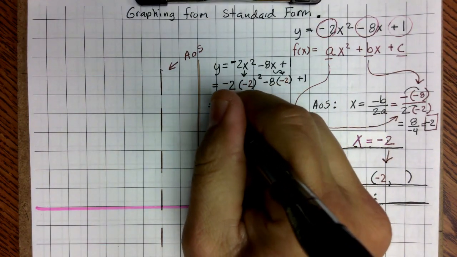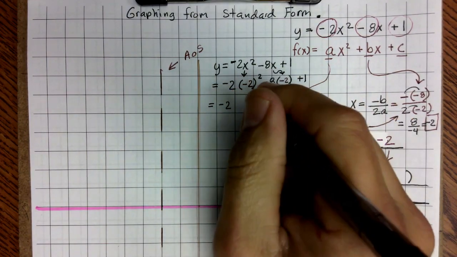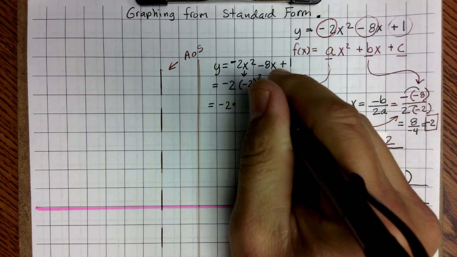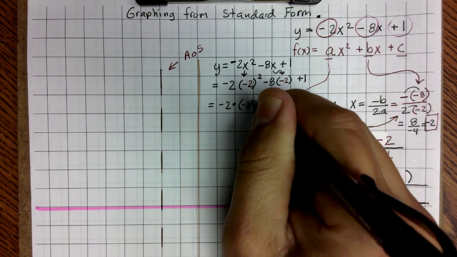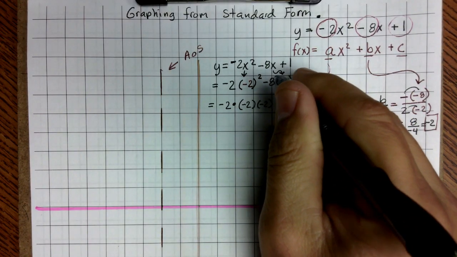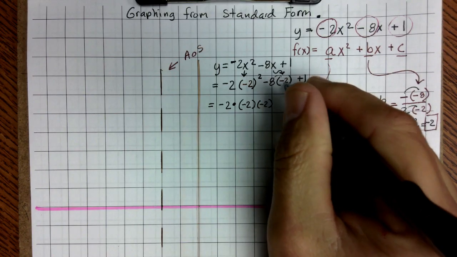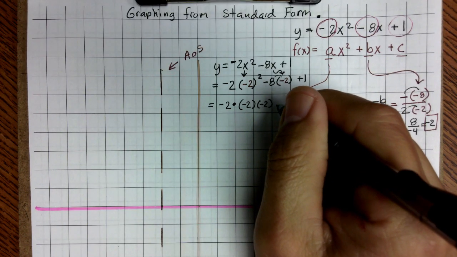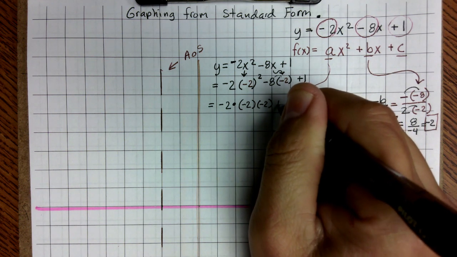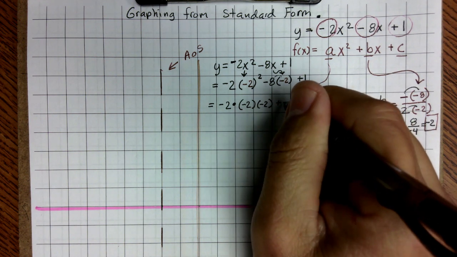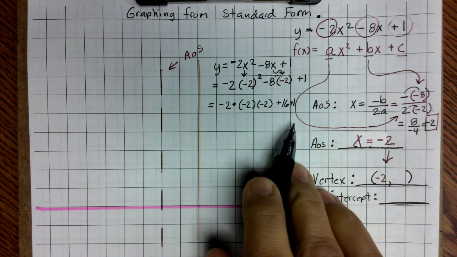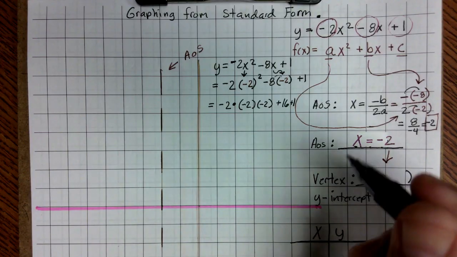So now we just have some math to do, so let's go ahead and work this out. If I were to work this out further, this is really negative 2 times, I'll put a little dot, and since this is negative 2 squared, this is negative 2 times negative 2. And then I'm going to go ahead and multiply out. Negative 8 times negative 2 gives me a positive 16. And then we have plus 1. And I'm just working this out in small steps so you can see how I'm doing this.